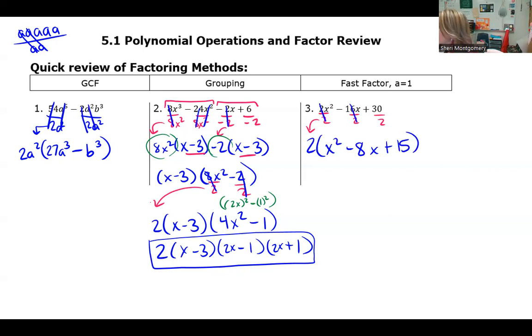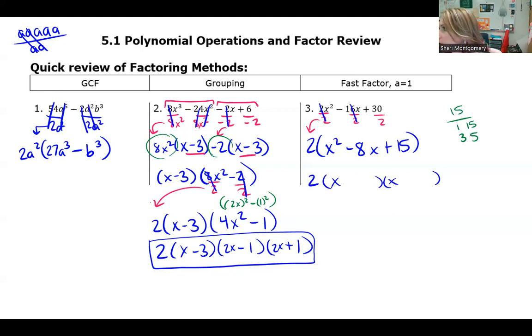Fast factoring. It's called fast factoring because it's fast. Anytime you have A equal to 1, it's fast, it's easy. So we set it up where we've got 2 factors. I'm going to have an x and an x because that's the way I would get x squared. And so fast factoring, A is always equal to 1. So it's 1 times the last number, which is 15. So we have factors of 15. There's not a whole lot of them. We've got 1 and 15, 3 and 5.